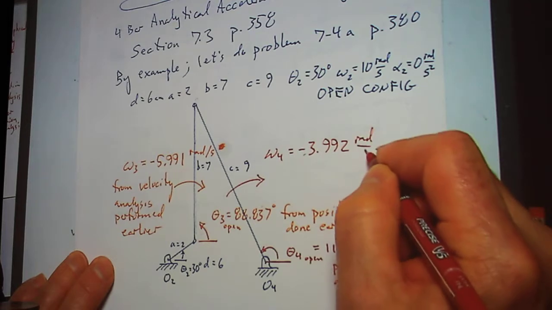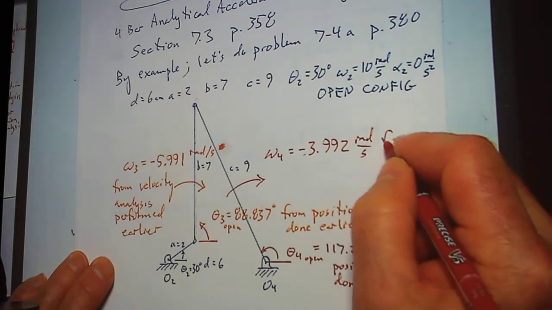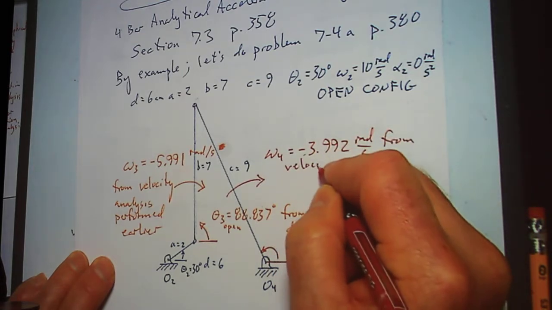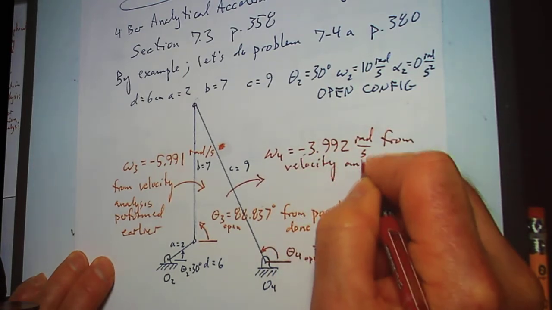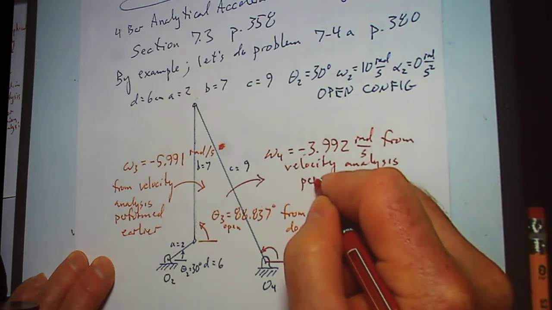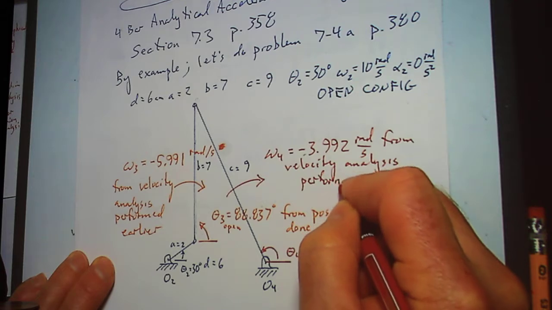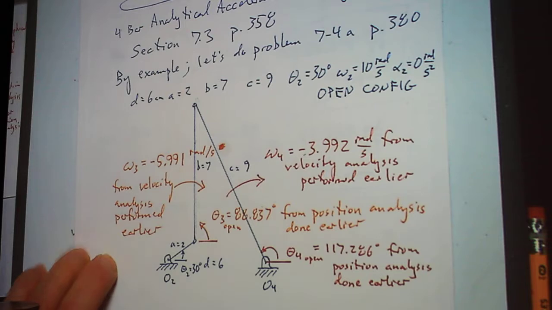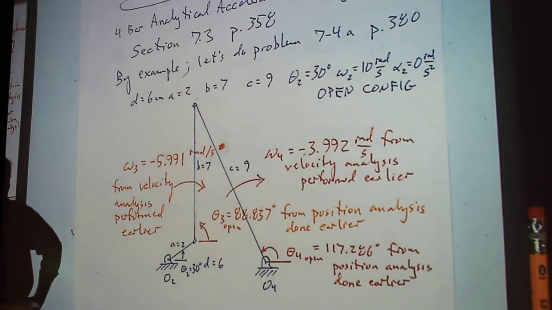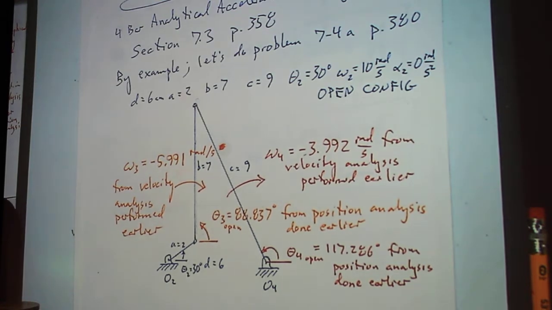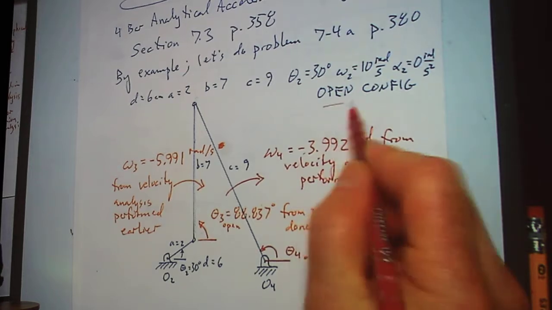Radians per second, from velocity analysis performed earlier. So for you, earlier means that you look back at the old homework. If you didn't keep the old homework, remember the answers to these things are in the back of the book. So you can look at that. So that is, again, for the open configuration here.